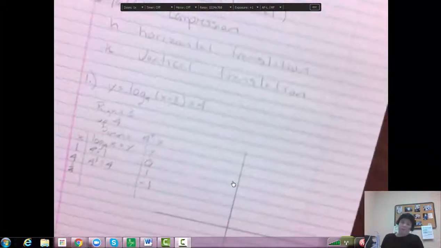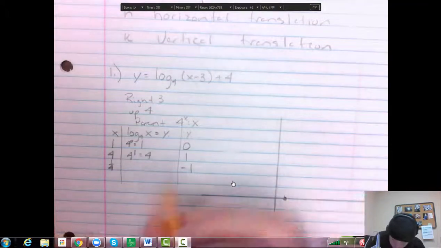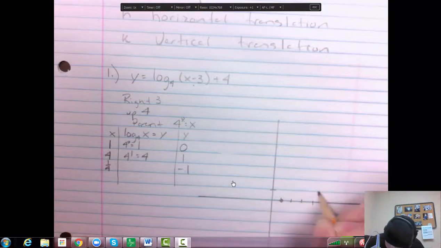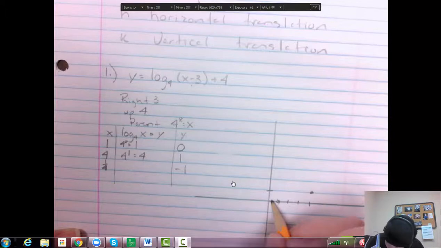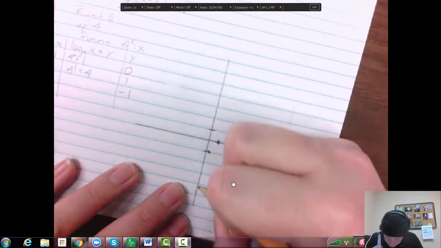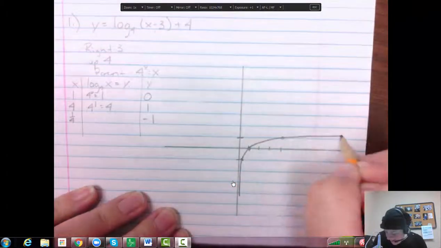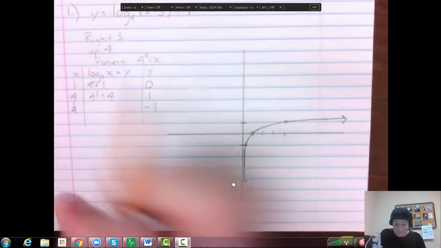So I have 1, 0. That's my first point, and then I have 4, 1: 1, 2, 3, 4, 1. And I have 1/4, so over just a tiny bit and down 1, so 1/4 and -1. So here's what this graph is going to look like. It's going to get really close to going negative over here, but it never really will. So it has an asymptote here at 0. That's our general graph for this one with the base of 4.